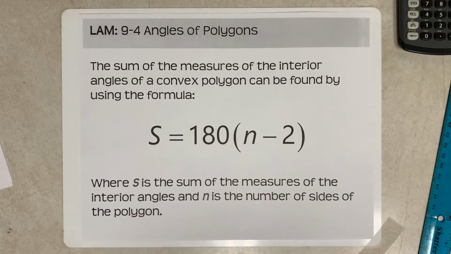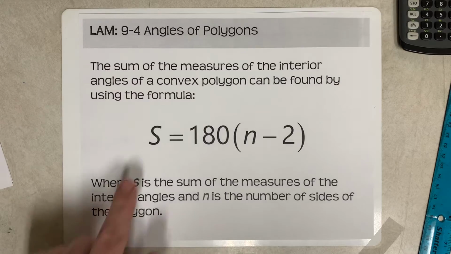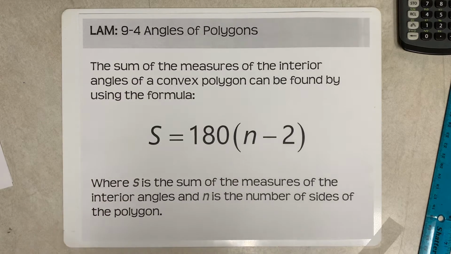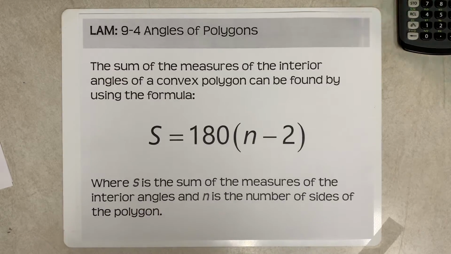If you want to find the sum of the measures of the interior angles of a convex polygon, it can be found by using the formula S equals 180 times (n minus 2). S is the sum of the measures of the interior angles, and n is the number of sides of the polygon. So we have a few problems here that we're going to do.